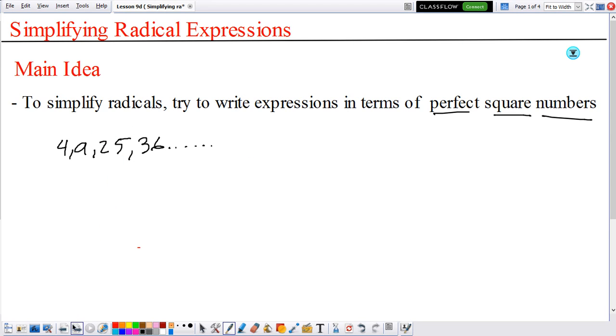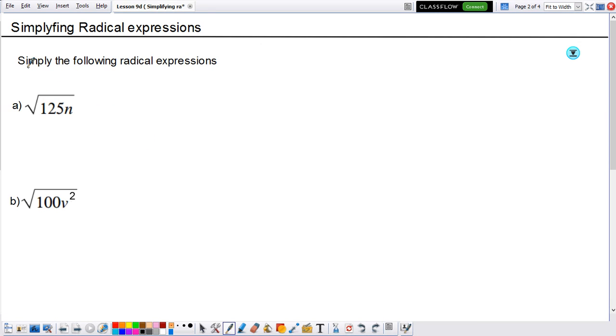So now let's see some examples. Now this is our task. We want to simplify the following radical expressions. The first thing that you should do whenever we're talking about radical expressions and simplification is try to separate what you have inside the square root. So notice that here we have 125 times n. So the square root of 125 times n, you can rewrite as the square root of 125 times the square root of n.